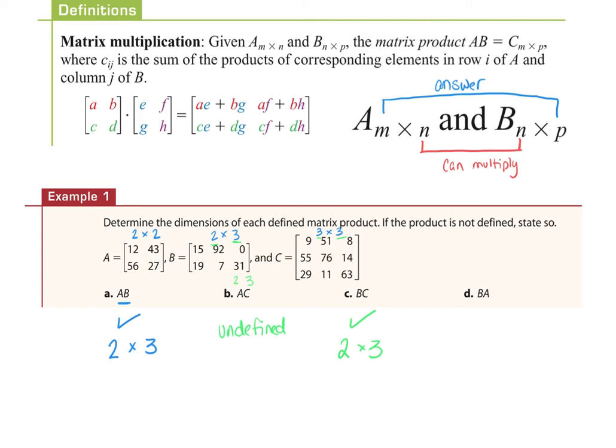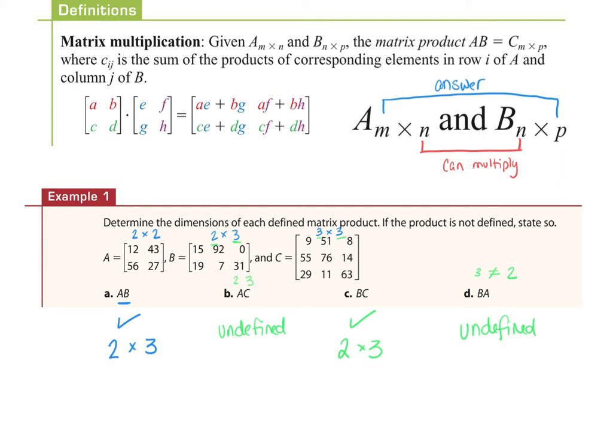That is not true for matrix multiplication. The number of columns in B is 3. The number of rows in A is 2. So while I could multiply A times B, I cannot multiply B times A. This one here is going to be undefined. So order does matter with matrices. Your columns from your first have to match your rows from your second.